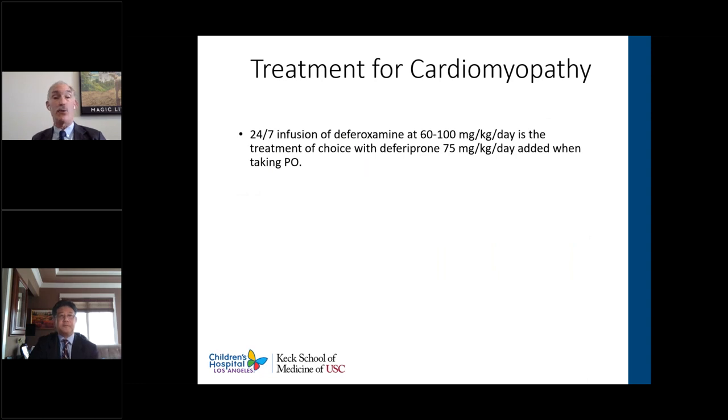The key is the actual removal of iron, which should be done by 24/7 administration of deferoxamine with deferiprone added when oral is tolerated. And the other key point is that you're not going to remove all of the heart iron, but you can control that toxic iron fraction after about 2 to 8 weeks of therapy.